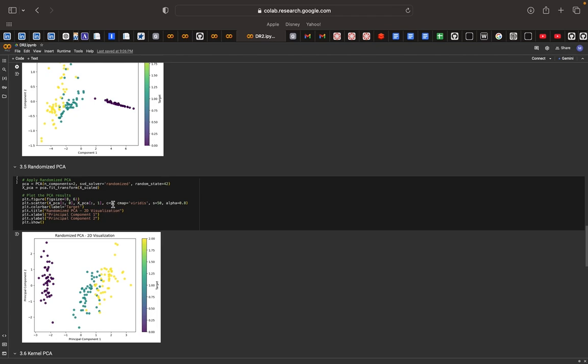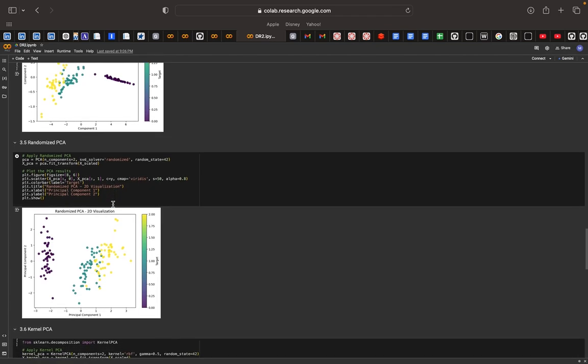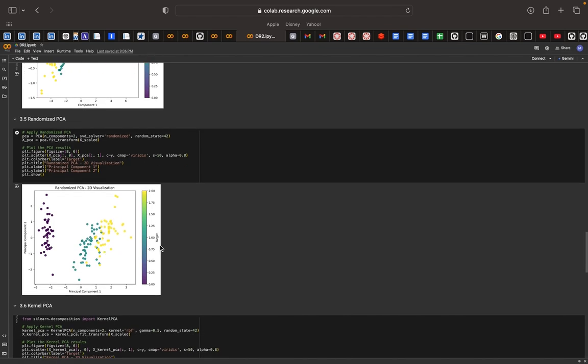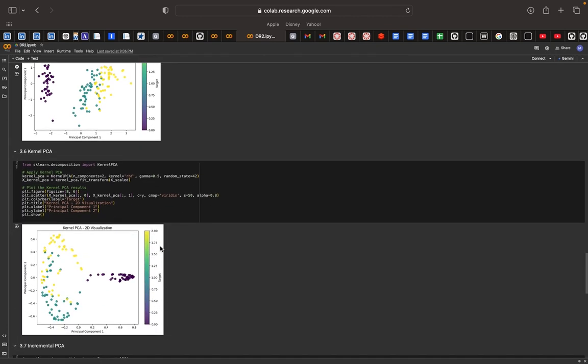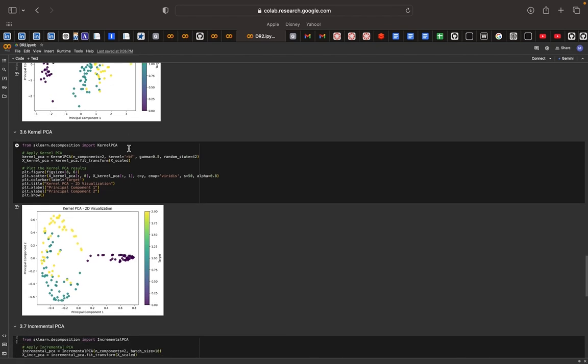And then we have randomized PCA. We use it to speed up computations, and it's faster than the normal PCA. The visualization here shows a clear separation between three classes, and it is using the first two principal components of those classes.